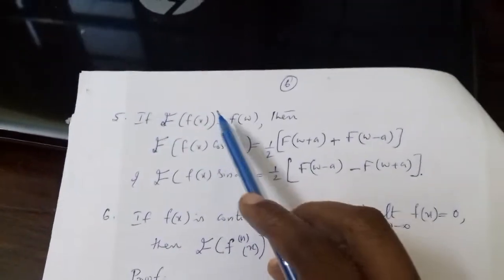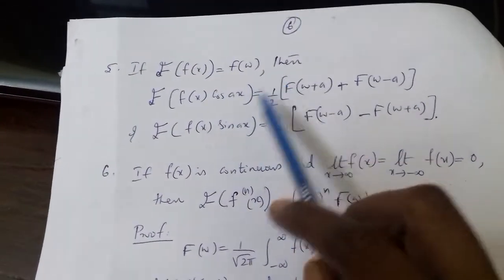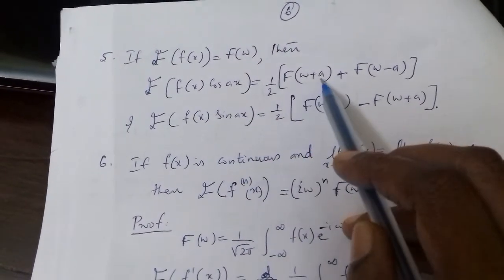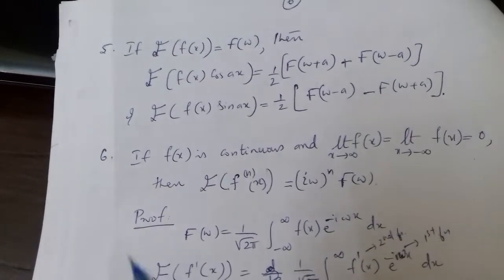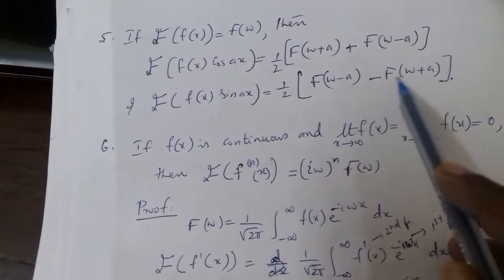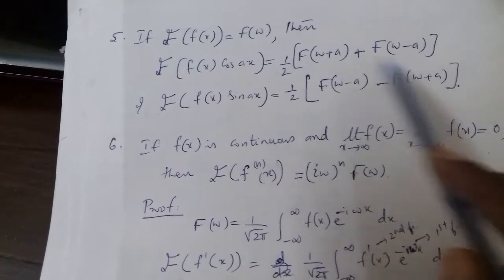Next one is, if the Fourier transform of f of x is F of omega, then the Fourier transform of f of x into cos ax is half of F of omega plus a plus F of omega minus a. If it is the product with sine, then it is F of omega minus a minus F of omega plus a. This property we just have to prove.